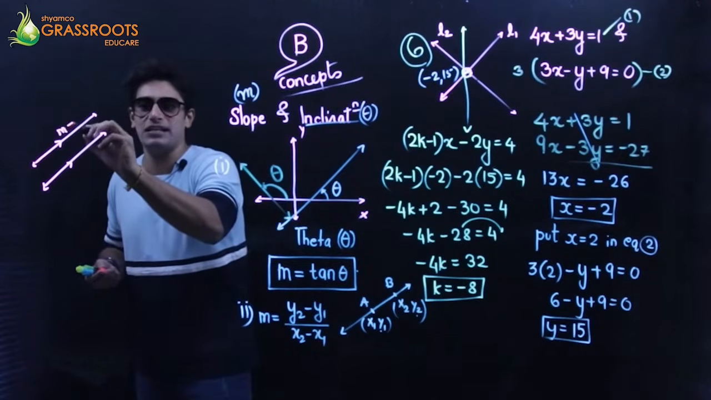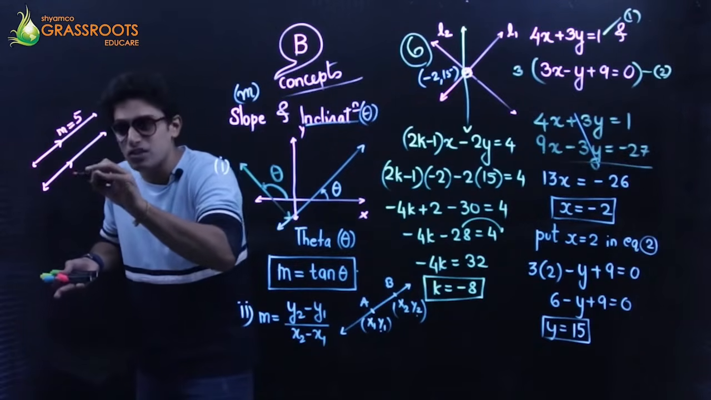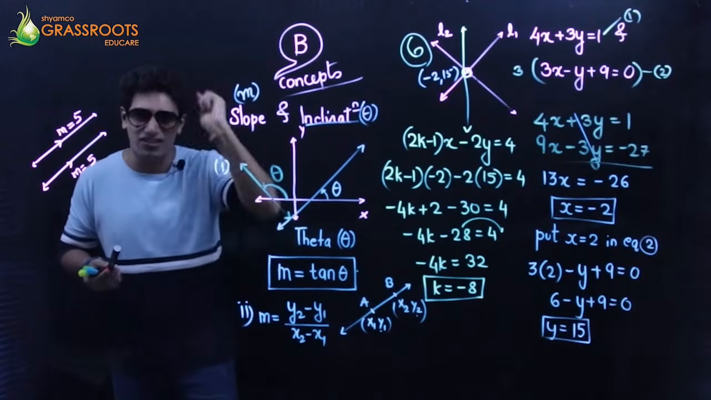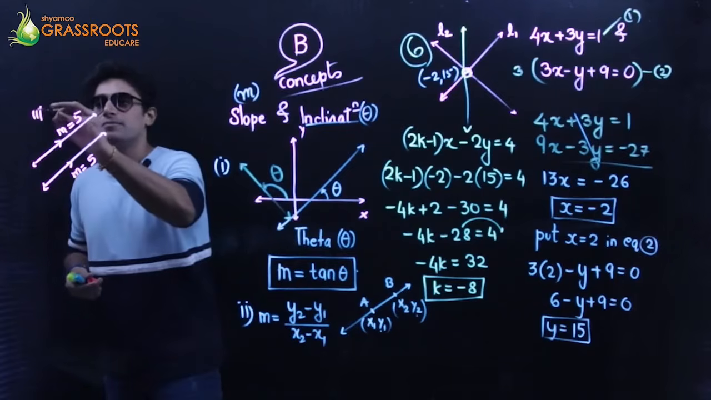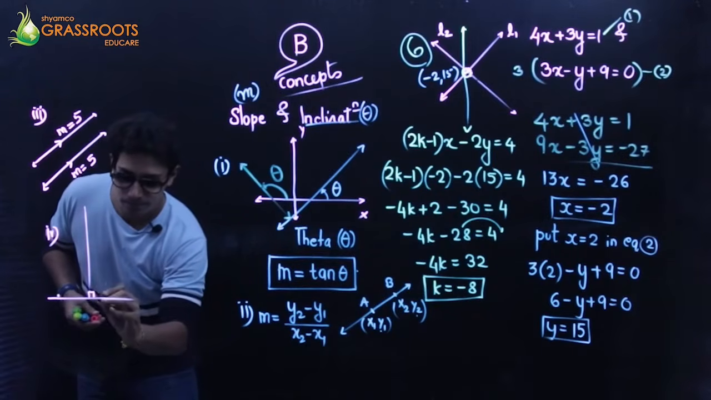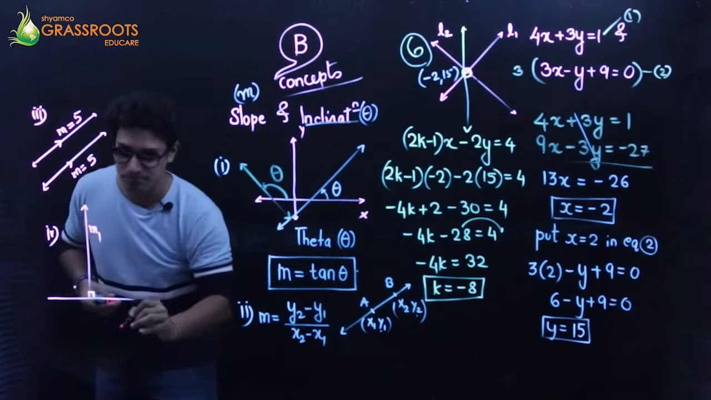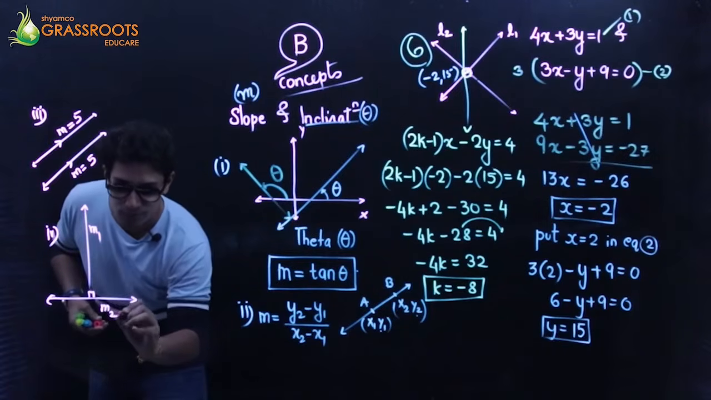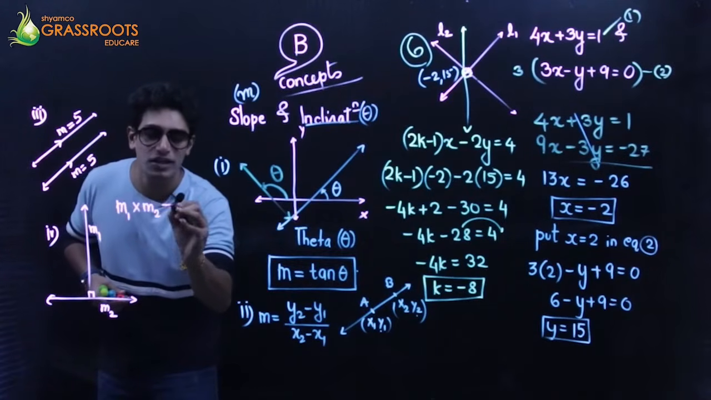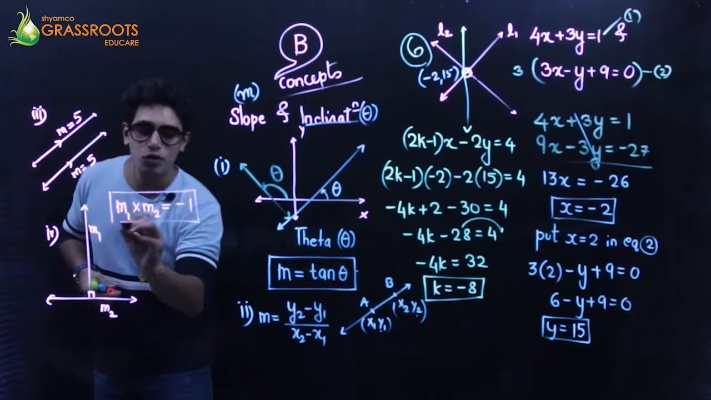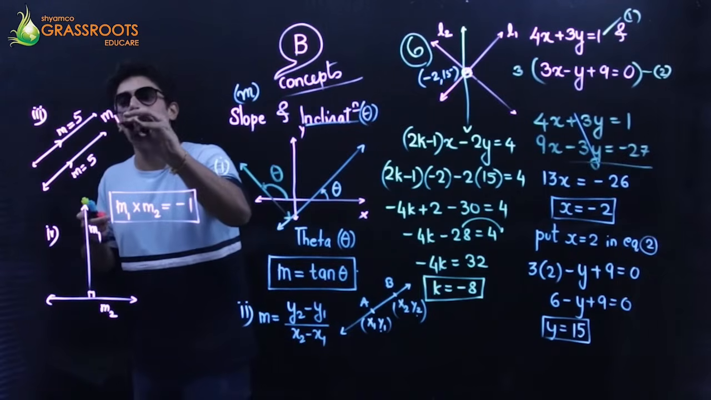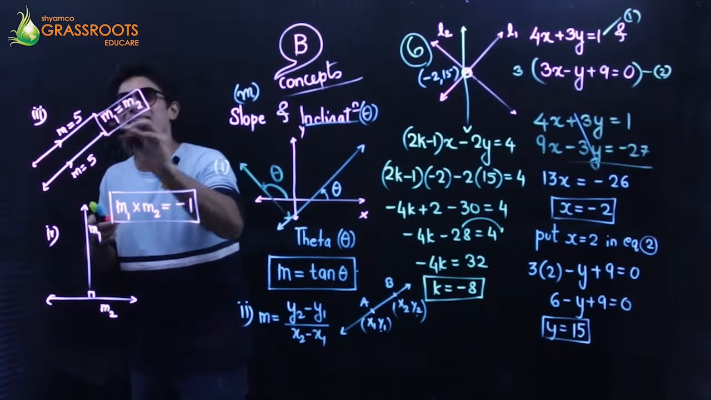If the slope of this line, let's say for example, is 5, then the slope of this line will also be 5. So when the lines are parallel, the slopes are the same. Next concept: when lines are perpendicular, let's say the slope of this line is m1, the slope of this line is m2. The formula is m1 into m2 is equal to -1. This formula has to be applied when the lines are perpendicular, and slopes are equal when the lines are parallel.